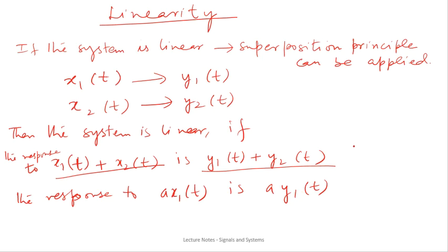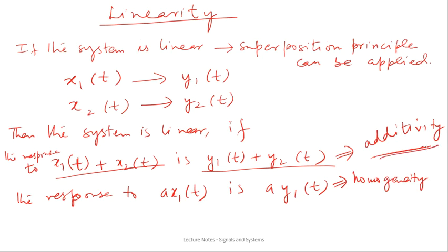So this first property which you have seen written over here is called the property of additivity, whereas this second property is referred to as the property of homogeneity. So in the superposition property, two different properties are there which should be followed by a system in order to be a linear system.